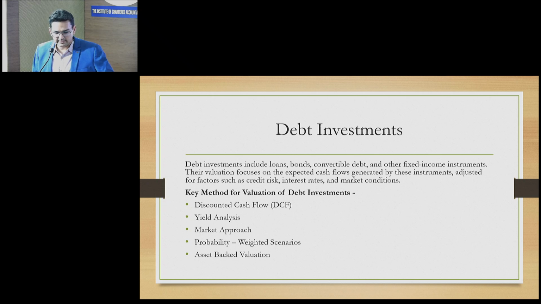Similarly, yield analysis, market approach, probability weighted scenarios, and asset-backed valuation are also possible. When it comes to the market approach, you can simply see, because some of the debts are also listed, some of the companies' debt are listed, government bonds are also listed, so you can always get a comparable value from the market also. So you have to look in a broader way that, okay, in scenario 1 I have market price available, in scenario 2 I also have income prices available with me.